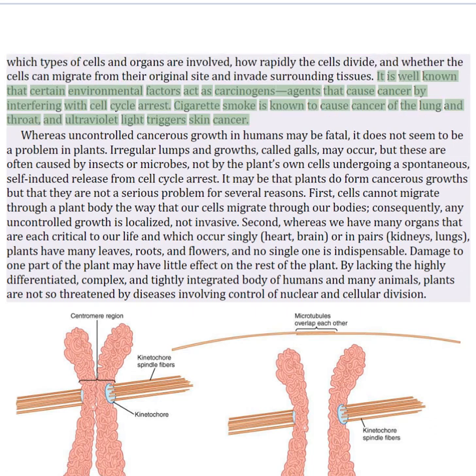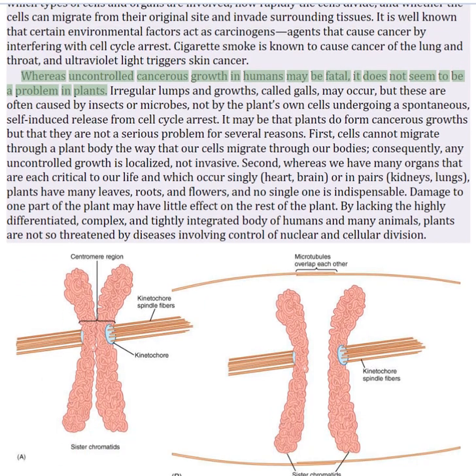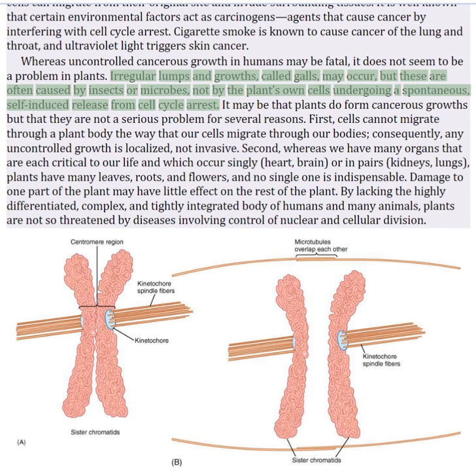It is well known that certain environmental factors act as carcinogens, agents that cause cancer by interfering with cell cycle arrest. Cigarette smoke is known to cause cancer of the lung and throat, and ultraviolet light triggers skin cancer. Whereas uncontrolled cancerous growth in humans may be fatal, it does not seem to be a problem in plants. Irregular lumps and growths, called galls, may occur, but these are often caused by insects or microbes, not by the plant's own cells undergoing a spontaneous, self-induced release from cell cycle arrest.